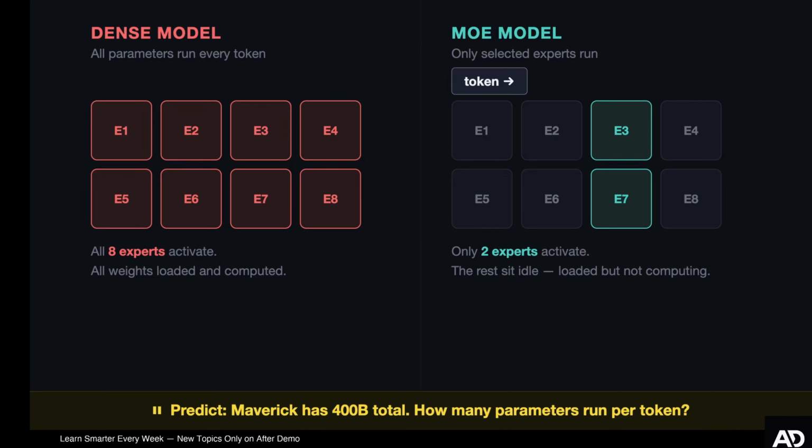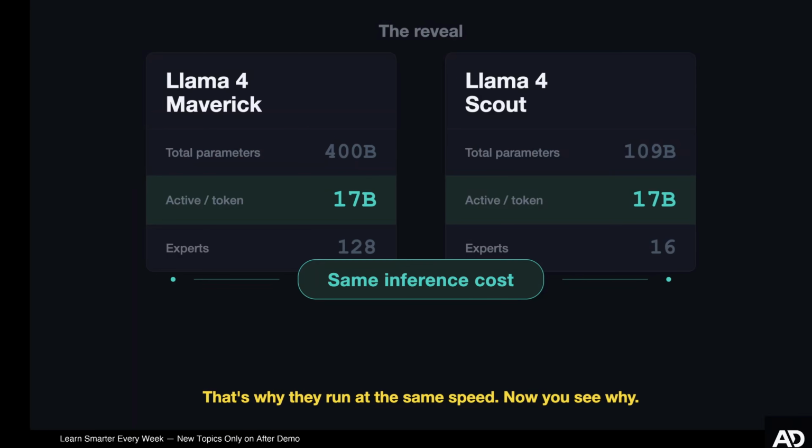Predict: for Maverick with 400 billion total, how many run per token? The payoff. Llama 4 Maverick, 400 billion total parameters, 17 billion active per token. Llama 4 Scout, 109 billion total parameters, 17 billion active per token. What's the active difference? They are identical. That's why they generate tokens at the same speed. The total parameter count tells you something about training capacity, how much knowledge the model could potentially encode. But the inference speed and inference cost are determined entirely by active parameters.